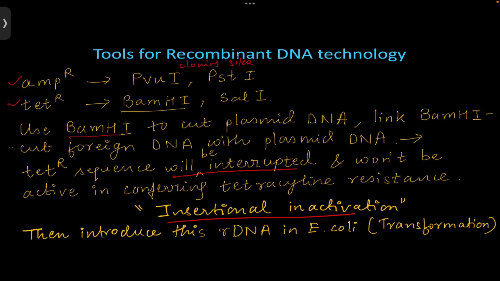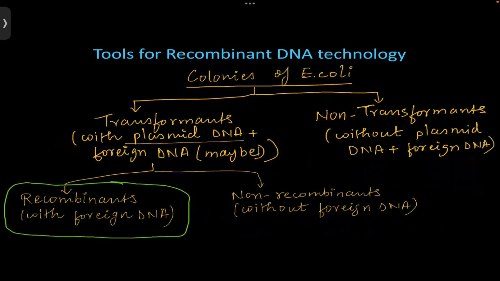Okay, so after you have made this recombinant DNA, you will now introduce it into a host cell. Any host cell. Here I've considered E. coli. We will transform one E. coli cell. Now these E. coli cells will be allowed to grow in a particular media and they will form colonies. So two types of colonies will now be made.